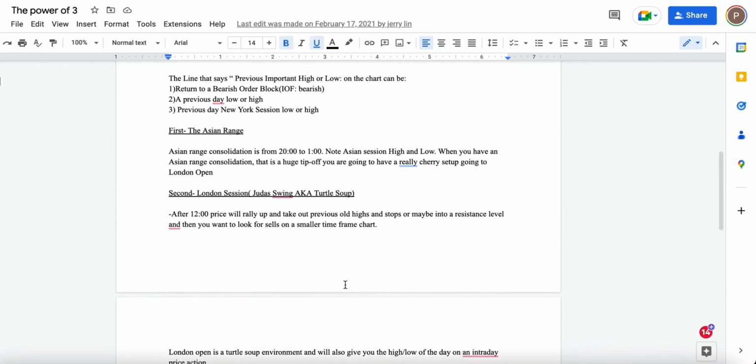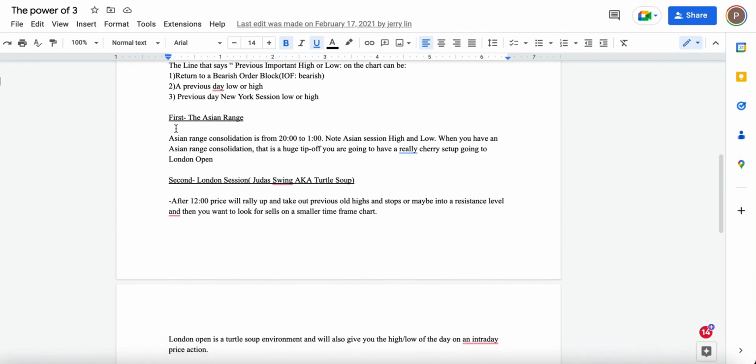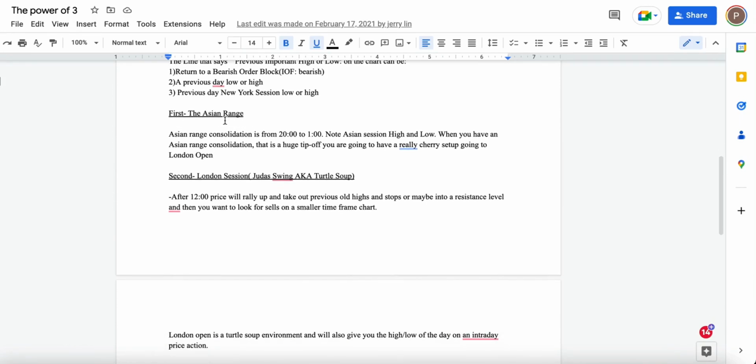Now, if we look at these notes that I created a long time ago, we can see here that first it's the Asian range, the accumulation. Usually the consolidation would occur from 20 Eastern time, this is Eastern time, to 1 Eastern time. So 20 Eastern time, that's military time. So this is around from 10 to 1 a.m. The accumulation occurs from 10 p.m. Eastern time to 1 a.m.